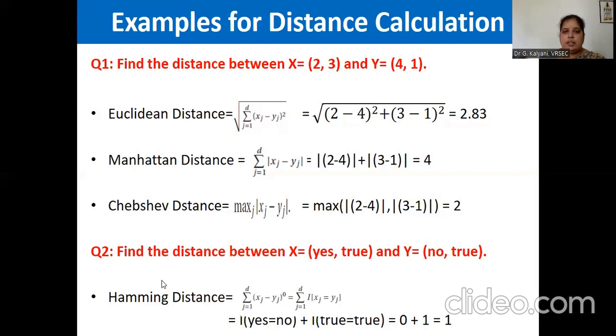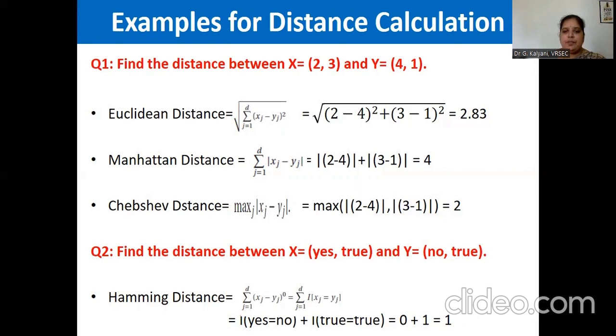So let's go to the second question. Find the distance between the two instances x and y, which are expressed in terms of categorical attributes. Here I have yes and true, 2 dimensions, and here also I have 2 dimensions. These are categorical dimensions, so the distance between x and y will be evaluated using Hamming distance. If you recollect the formula of Hamming distance, it simply counts the number of dimensions in which x and y differ from each other.